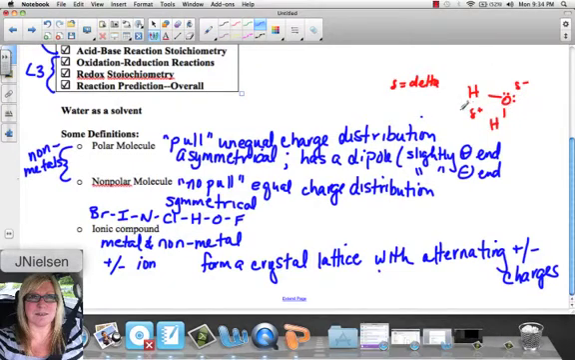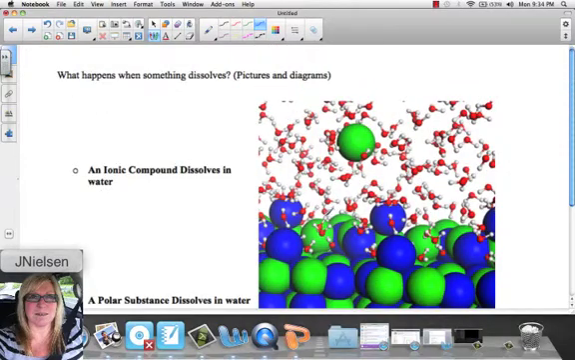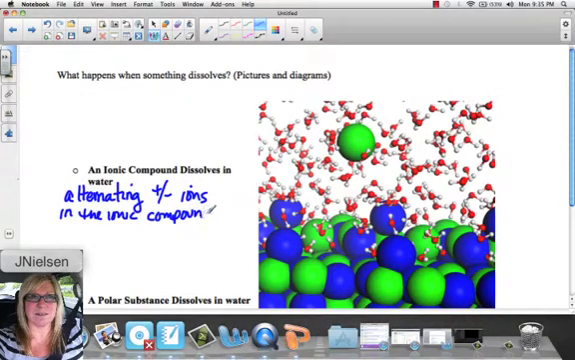Now, one of the reasons that water is used as a good solvent is because it is asymmetrical, and when we put another substance with water, something happens and it dissolves. So let's talk about what happens. What you see here is how water surrounds the positive and negative ions. So what happens is that the alternating positive and negative ions in the ionic compound attracts the water molecules.